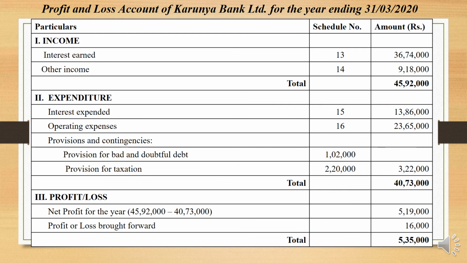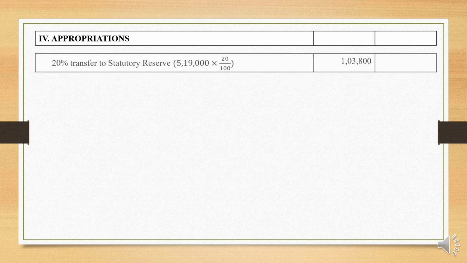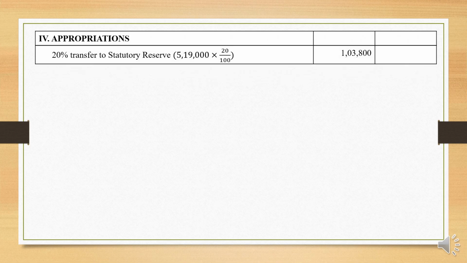Now we have to go for appropriation. First one: as you all know, 20% is to be transferred to statutory reserve. 20% of 5,19,000. Not the total profit, here it is the profit of the current year. You have to be very careful here. Don't take the previous year's profit while calculating the amount to be transferred to statutory reserve. So only current year's profit 5,19,000 into 20%. This is always only 20%.